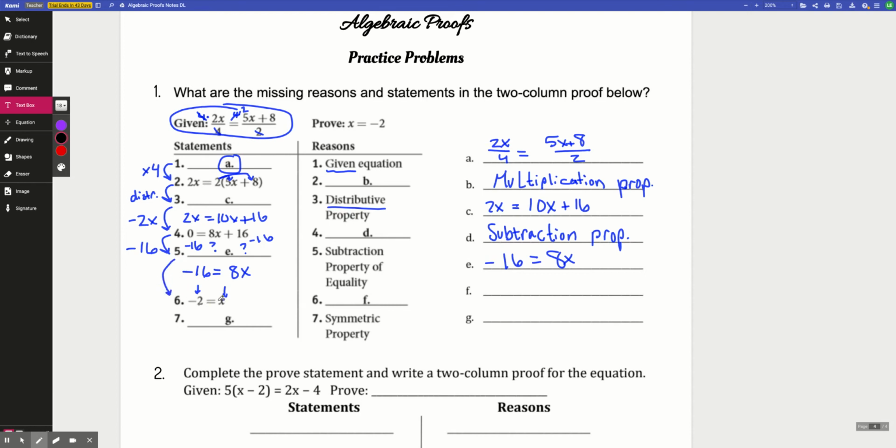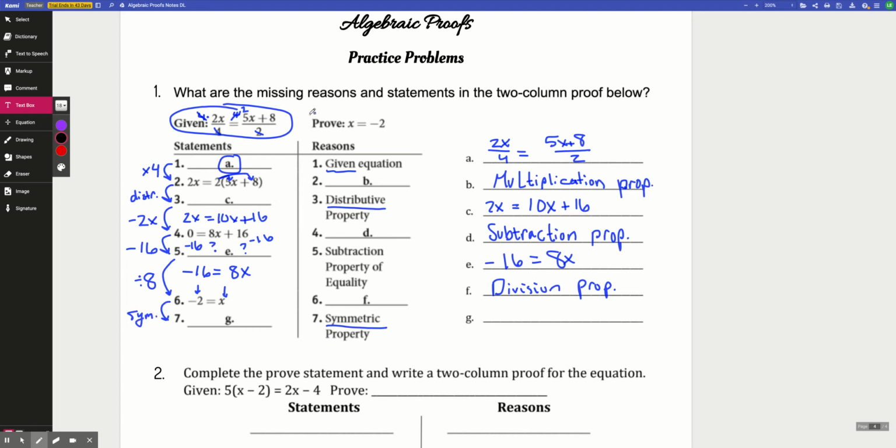Then as I'm going from step 5 to step 6, I want to ask myself, how did I arrive at step 6? What changed? How did I get there? And how I got there was dividing by 8 on both sides. So my reason for step 6 is division property. Okay, so that's my reason for step 6. And then my very last one is what happened, right? They use the symmetric property.